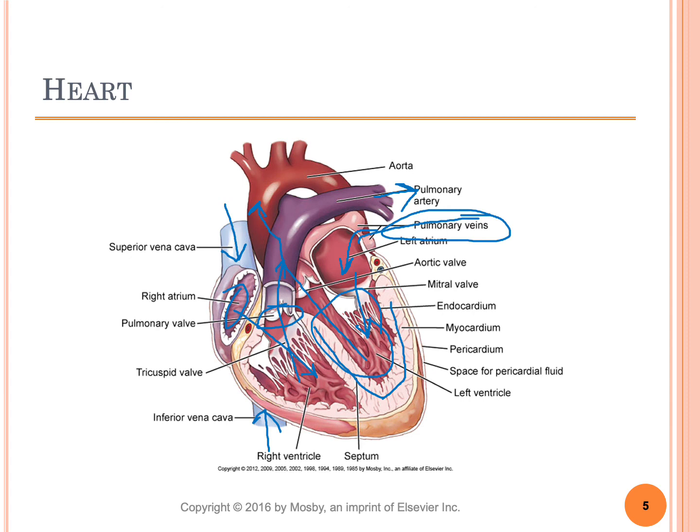So blood goes up into the aorta, and then it goes on its journey throughout the rest of the body to the various tissues. It goes up to the head, it goes down the arm, all over the body. And so that is the flow of blood through the heart.